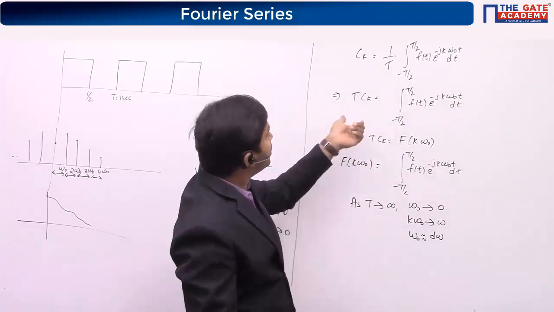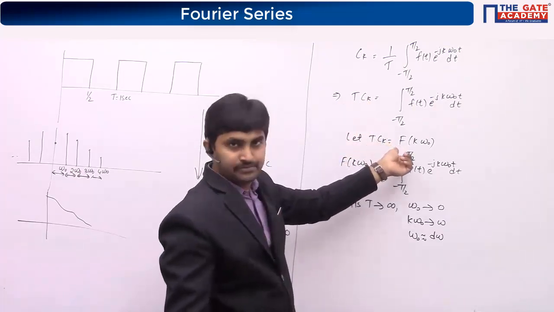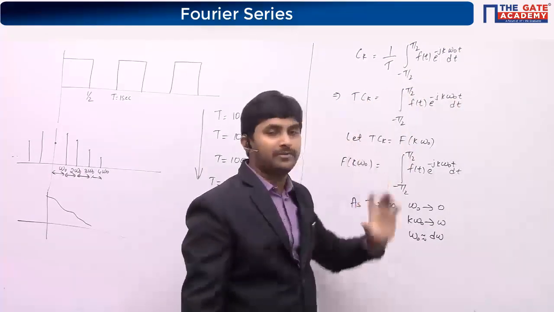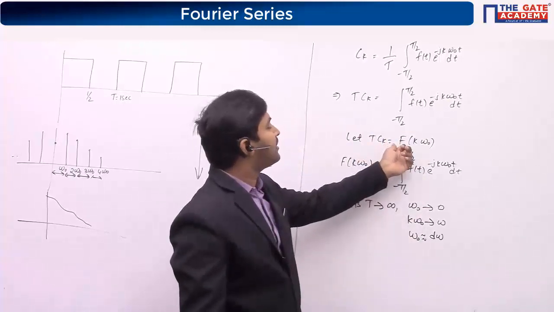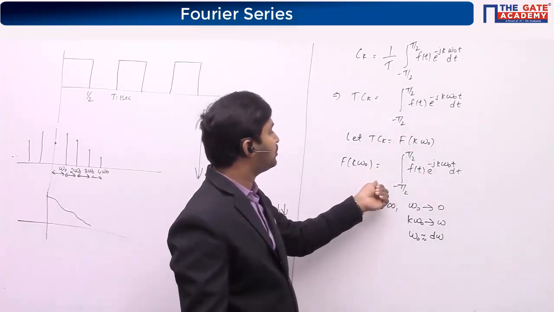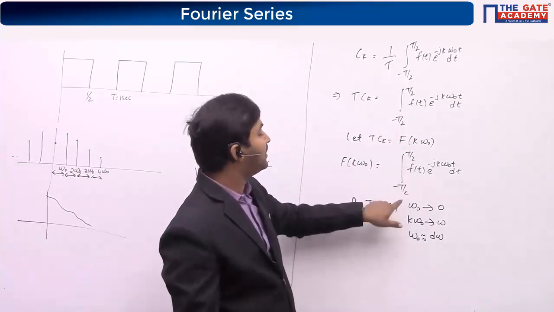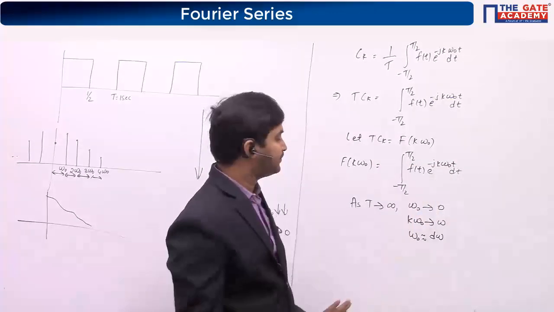Now I am considering that T into Ck is going to be equal to F, which is a function of k omega naught. So F as a function of k omega naught is equal to the integral from minus T by 2 to T by 2 of f of t e power minus jk omega naught t dt.